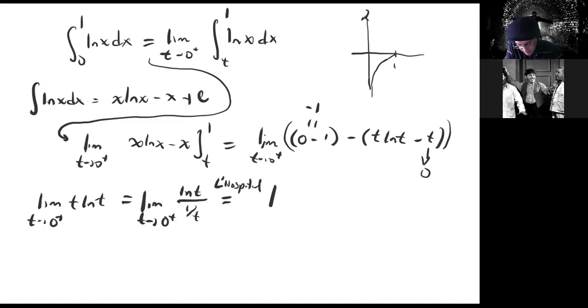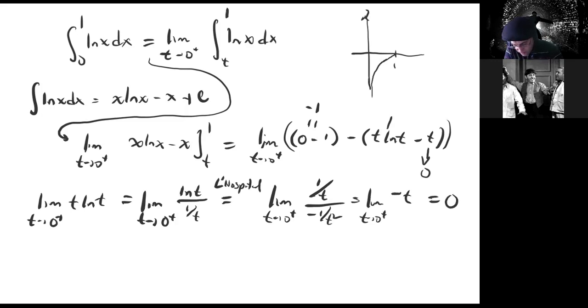tells me this is the limit as t goes to 0 on the right of the derivative of the numerator, which is 1 over t, over the derivative of the denominator, which is minus 1 over t squared, which is the same as the limit as t goes to 0 on the right of minus t. And that's going to be 0, that limit. Okay, so this term also goes to 0.